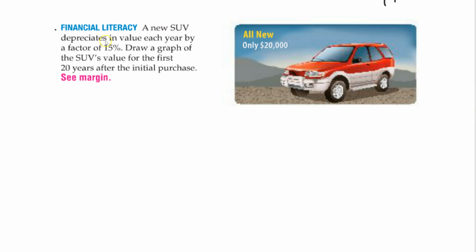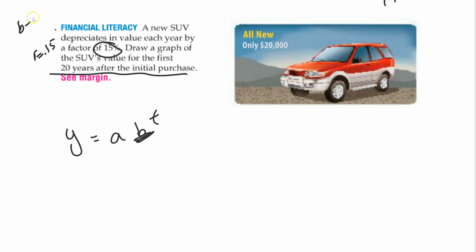An SUV depreciates in value each year by a factor of 15%. So that's my R. Make it a decimal. Draw a graph of the SUV value in the first 20 years after the initial purchase. So my formula is going to be this. I need my B. Remember, B is always 100%, so 1. In this case, it goes down in value, so minus 0.15, which makes B 0.85.